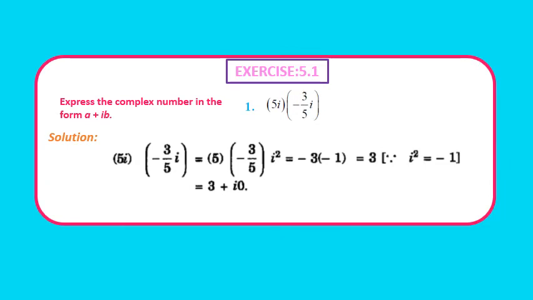So let's start exercise 5.1. And question 1 is, express the complex number in the form of a plus ib. Here we have 5i multiplied by minus 3 upon 5i.